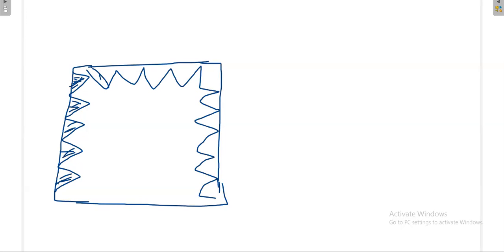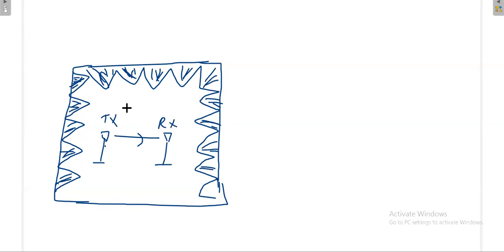Now, what are the properties of this material? What will it actually do? Say you want to do the measurement: your transmitting antenna is here and you place your receiving antenna here. Now you can do the measurement. You may have a doubt: what will happen if some signal goes here, will it reflect or not? It will not reflect.